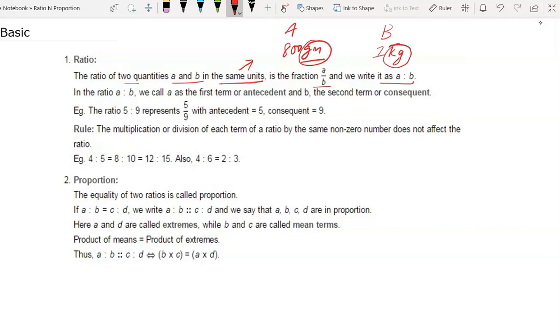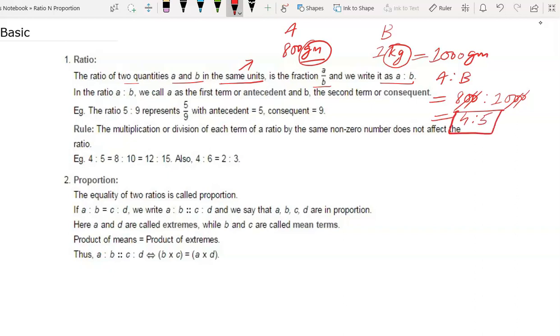Now we cannot compare gram with kg. So what we will have to do, let's say we convert this 1 kg to gram. So we know 1 kg is 1000 gram. So if we compare A is to B, the ratio will be how much? 800 gram is to 1000 gram. 2 4s are 8 and 2 5s are 10. So they are in the ratio 4 is to 5.